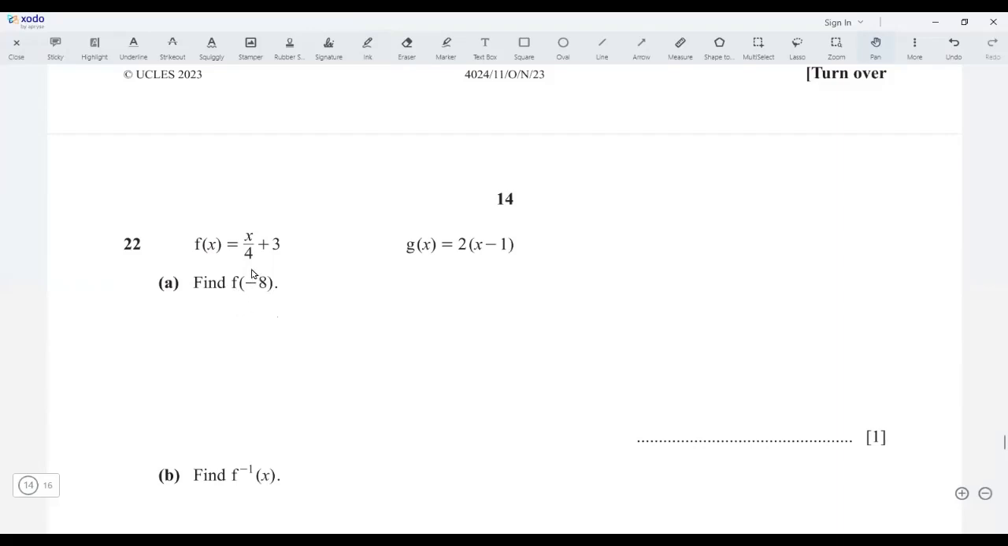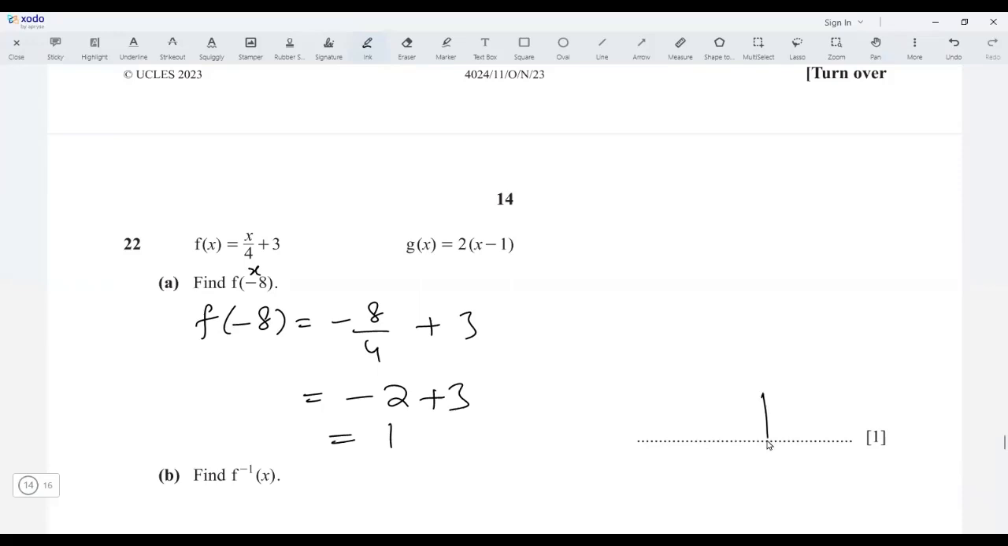It means that in place of x, we have to write negative 8. So f of negative 8 is negative 8 divided by 4 plus 3. How many times does 4 make 8? It's 2. So negative 2 plus 3 results in positive 1. So we have to write down 1 at this place.